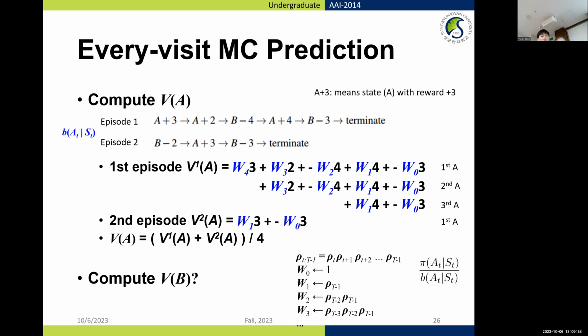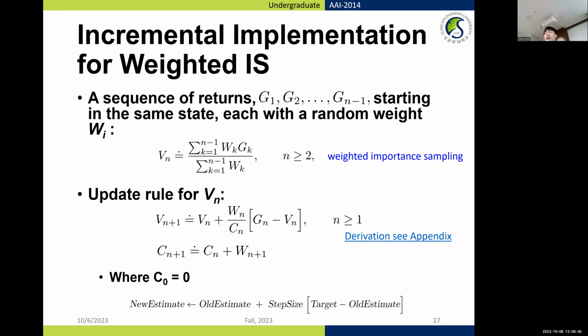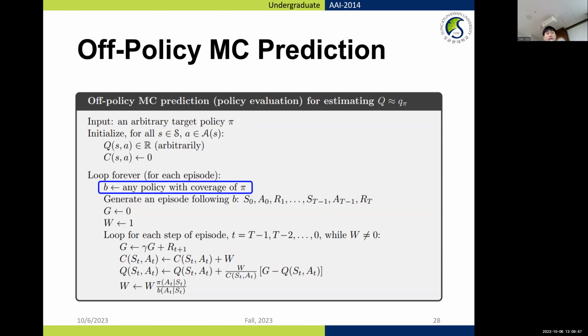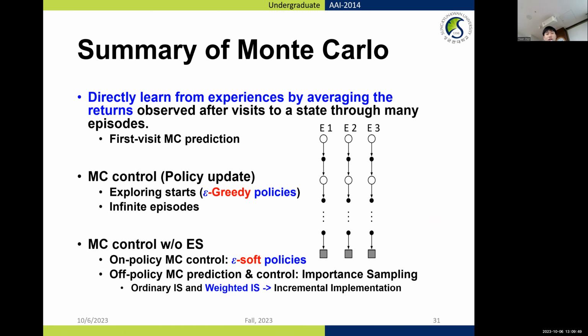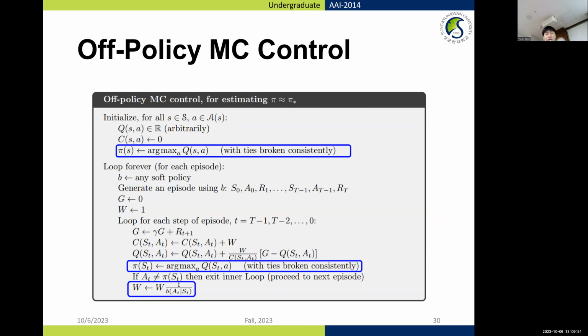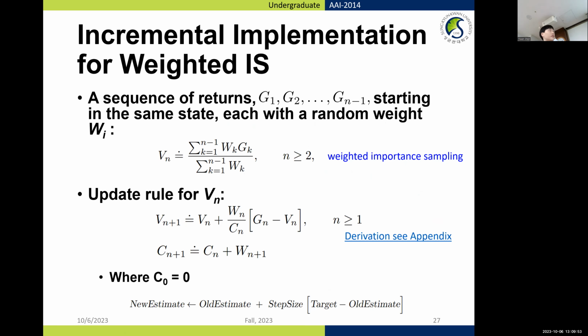So now we move to, I don't know if we need to take a break or we continue. Okay, let's just continue.